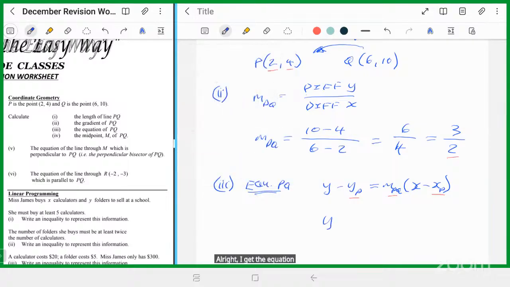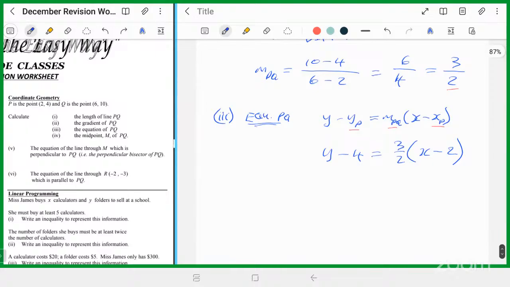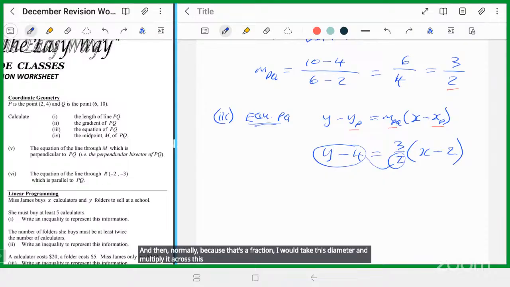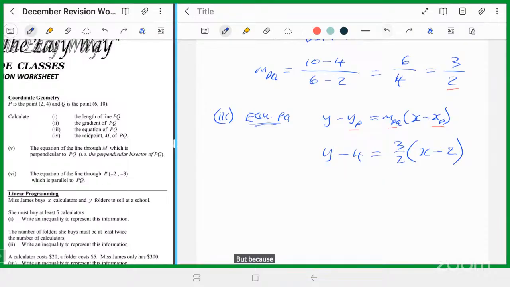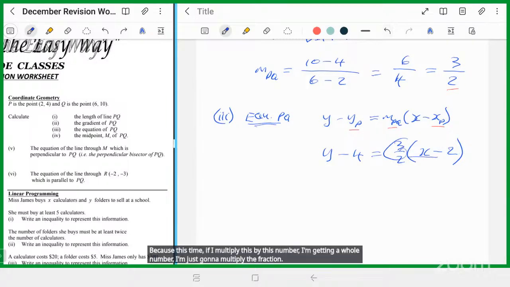So it becomes y minus the y value at the P, which is this 4 right here. Y value at the point is 4. The gradient is this 3 over 2, into x minus the x value at the point, which is 2 right here. And then normally, because that's a fraction, I would take this denominator and multiply it across this side by those two. But because this time, if I multiply by this number, I'm getting a whole number, I'm just going to multiply the fraction straight inside the bracket this time.